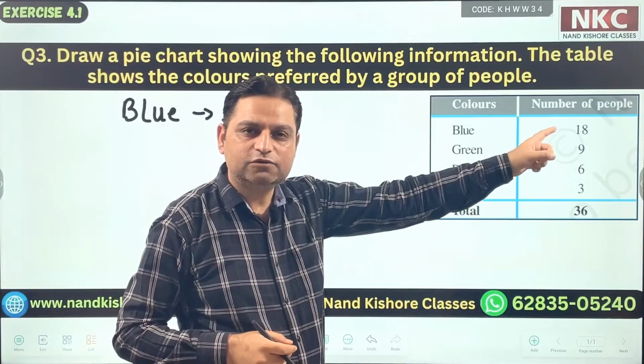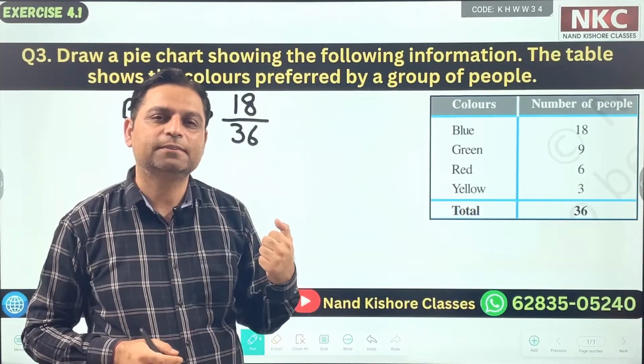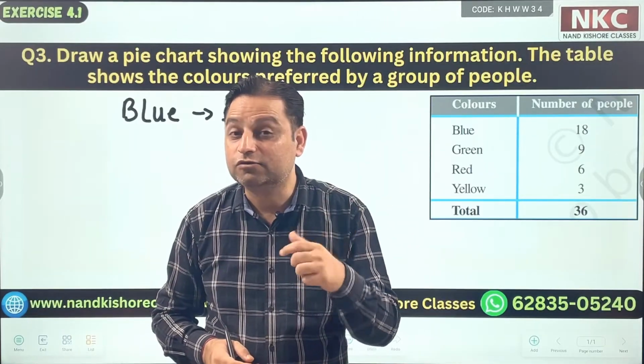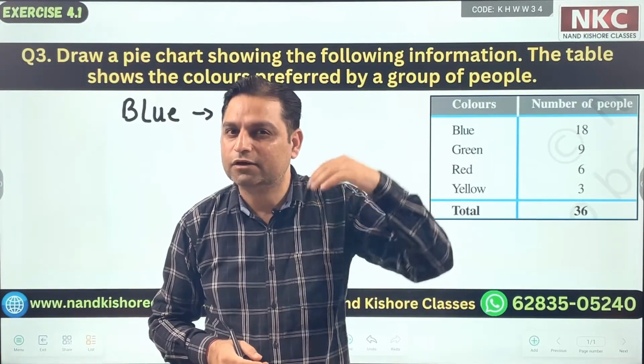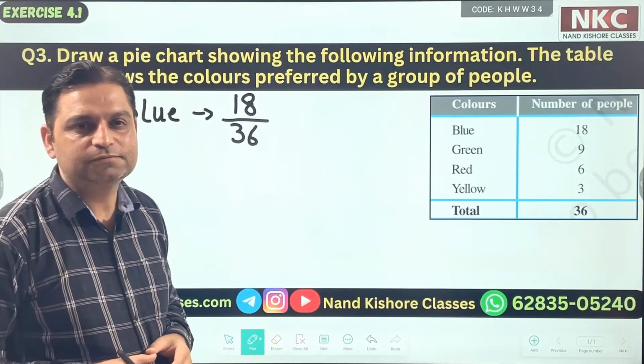Whatever its value is, it is to be divided by the total. We need to make a fraction first of all. Usually the way we do it, I scored 8 marks out of 10, right? So we write 8 divided by 10. In the numerator we write 8 and in the denominator we write 10. The same type of fraction is formed.